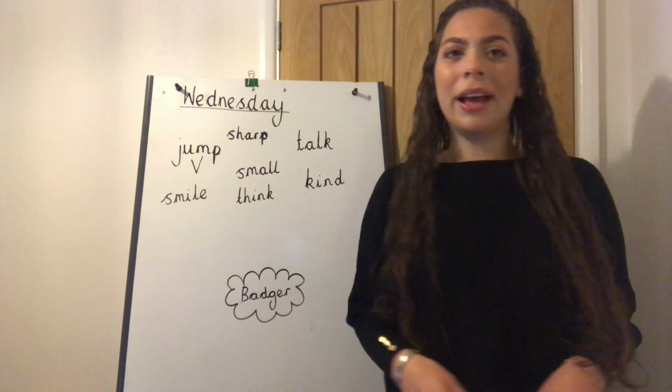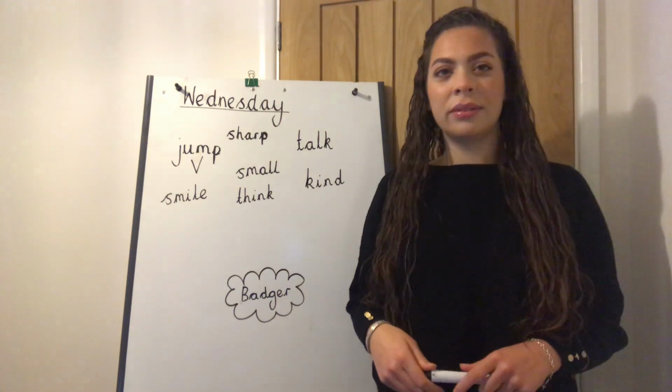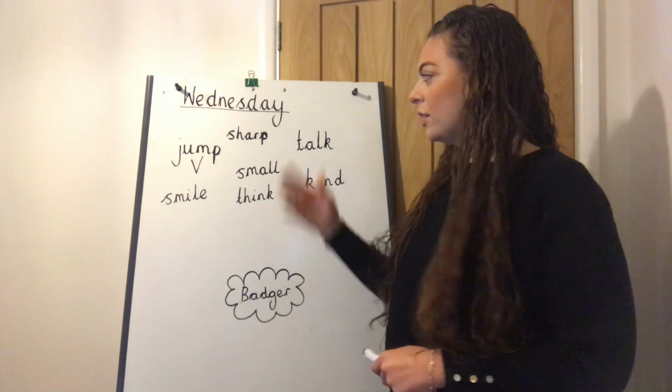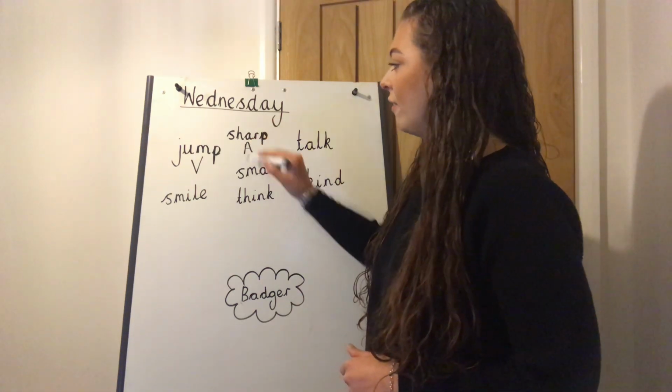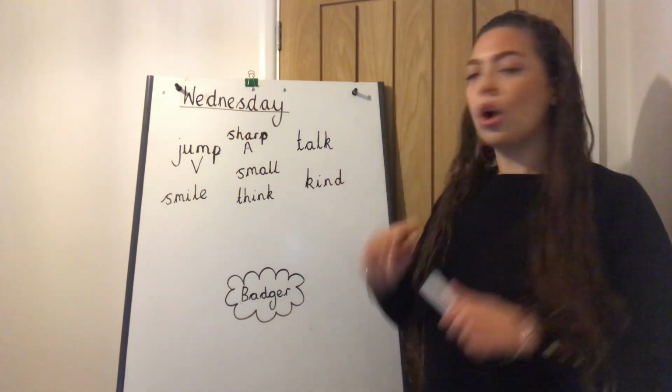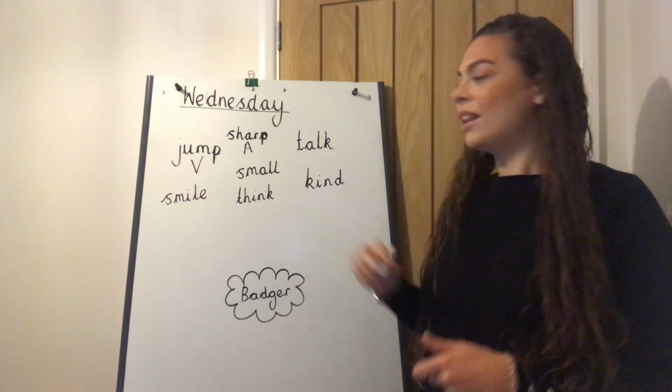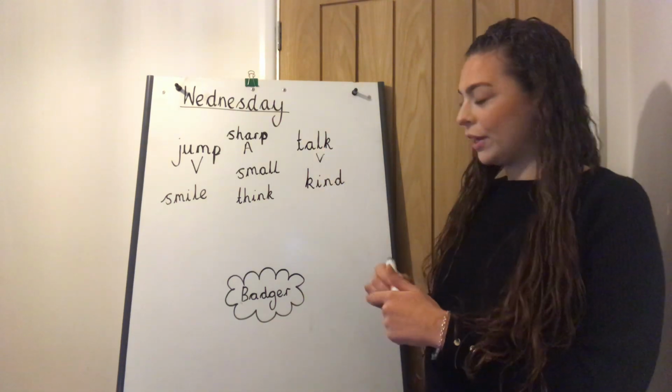What about sharp? Can you sharp? No, you can't. Sharp is describing what something feels like, isn't it? So that one is an A for adjective. Talk. Can you talk? You definitely can. So that's a verb. It's something we can do.